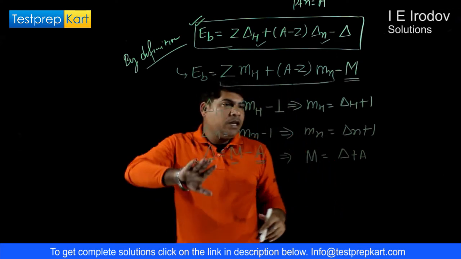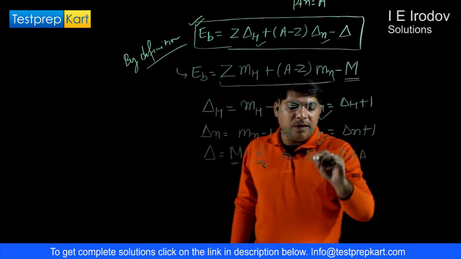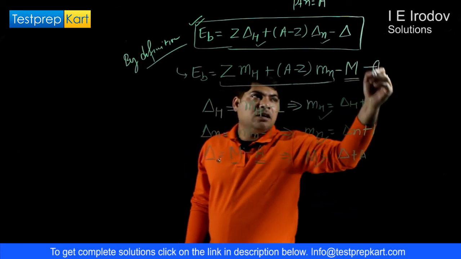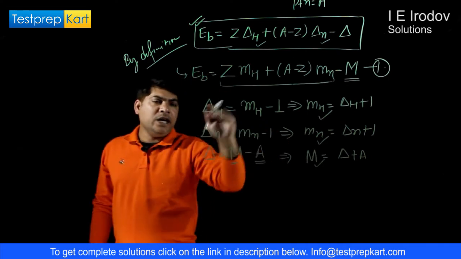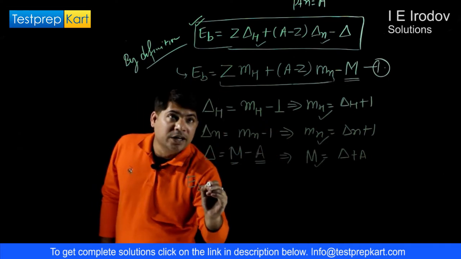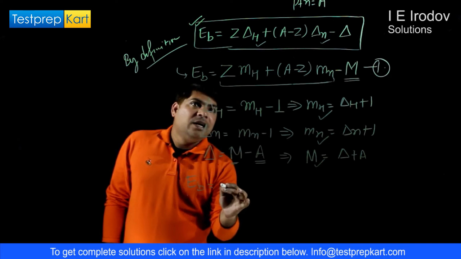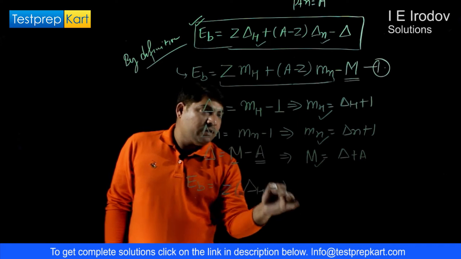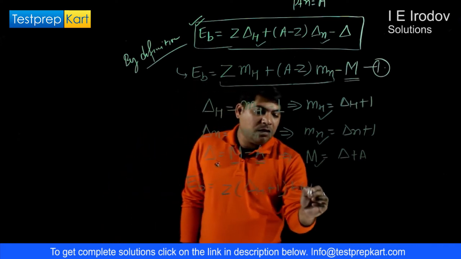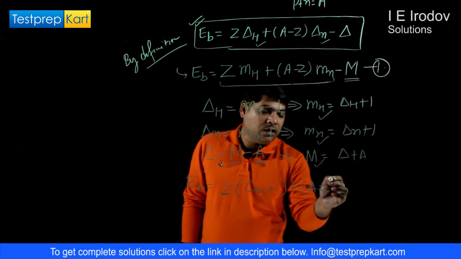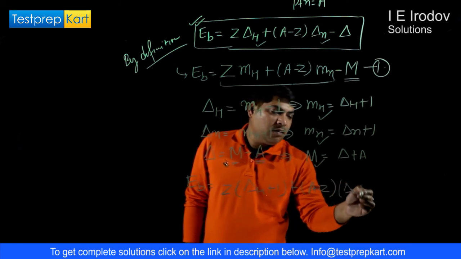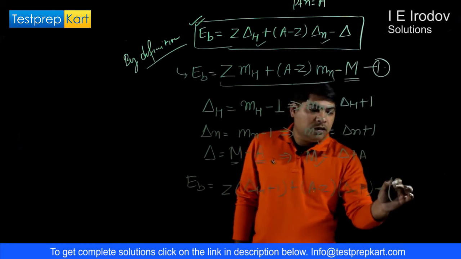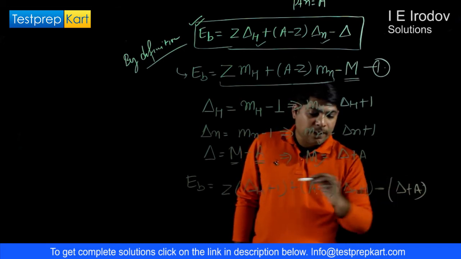Now these three findings for M_H, M_n and M can be replaced in this expression, which is the expression for binding energy by definition. If we substitute here, we may write Z into (delta H plus 1) plus (A minus Z) into (delta N plus 1) minus (delta plus A).